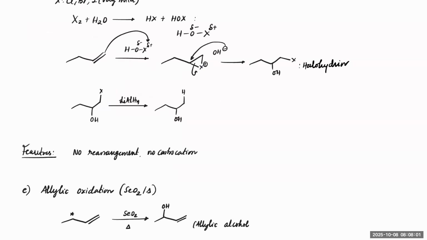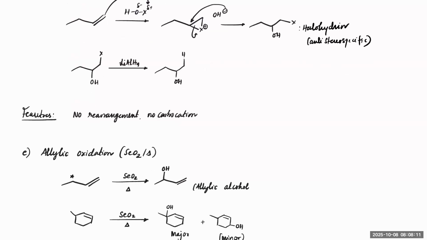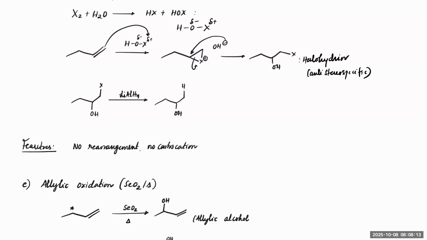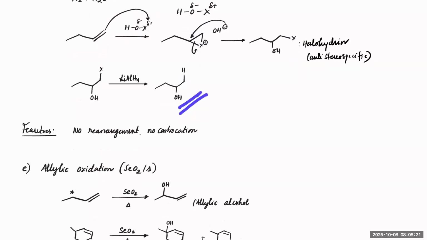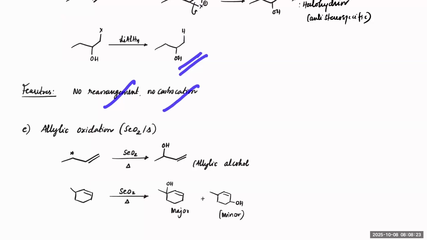Right. Clear? And addition is always anti-stereospecific. Next, if at all I take lithium aluminum hydride after this, that halogen can be replaced with hydrogen, and that's how you can get alcohols. No rearrangement, no carbocation here.